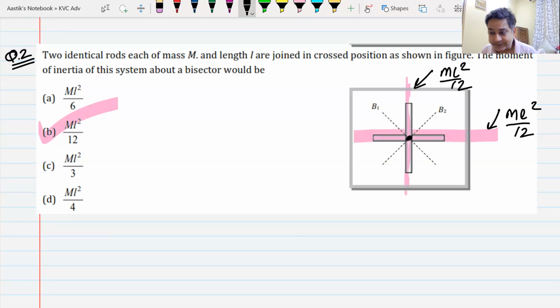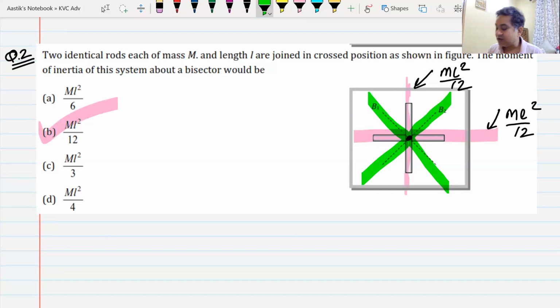Do we understand this? Then you can take these 2 axes. As you can see, if you take any of the green axes, the moment of inertia would be same. Yes or no? You know the moment of inertia about the perpendicular axis is ml square by 6. So any axis which lies in the plane will be half of that. So the answer will be ml square by 12. Do we get this? Everyone got this? Yes, sir.